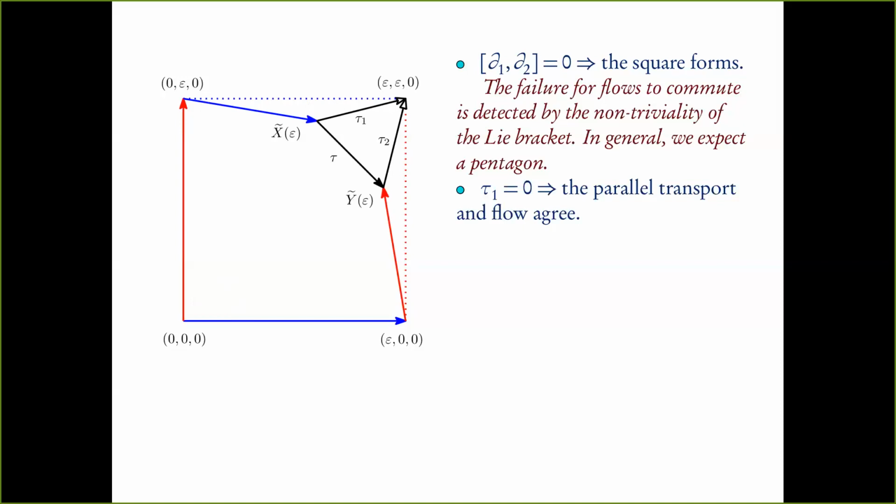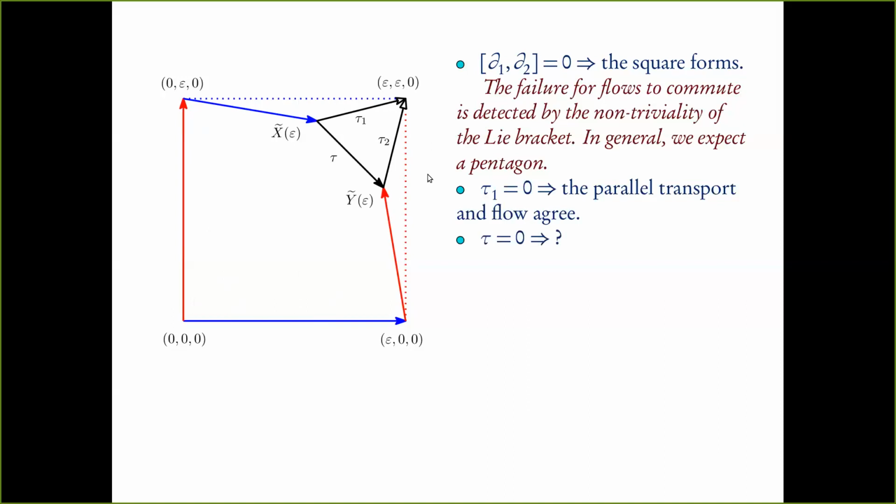If you parallel transport this blue vector field along the red, what you get is this parallel transport, but that happens to agree with the vector field already defined at that point. That's what I mean. Same with tau 2. But this is going to be a rare instance. Usually tau 1 and tau 2, as you'll see, is not going to be 0. And there are other issues of whether we actually have a square.